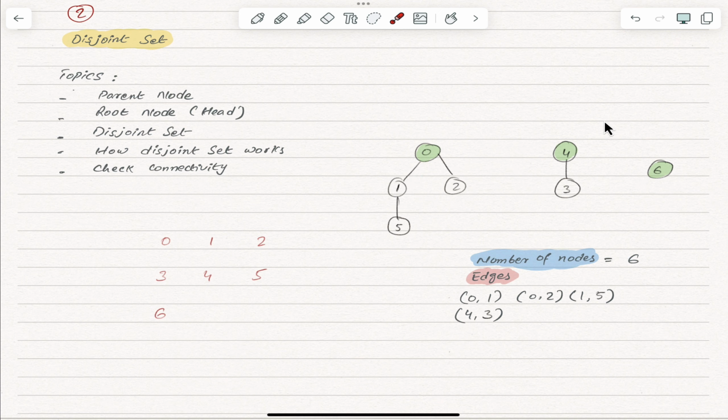If it is a directed graph, we can consider that 0 is a parent of 1. So parent means something like an ancestor, or any node which is on a top level of the current node and is directly connected. That's what we call the parent. So in this case, 0 is a parent of 1, and 1 is also a parent of 5. So 1 is parent of 5, 0 is parent of 1. So that first part is done.